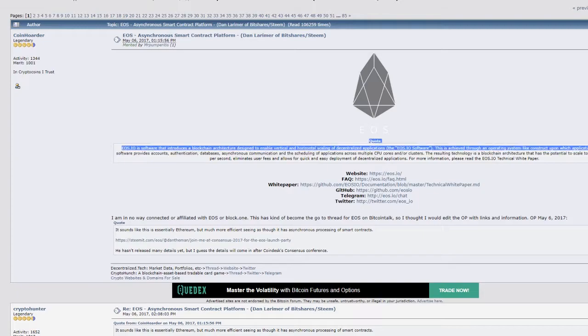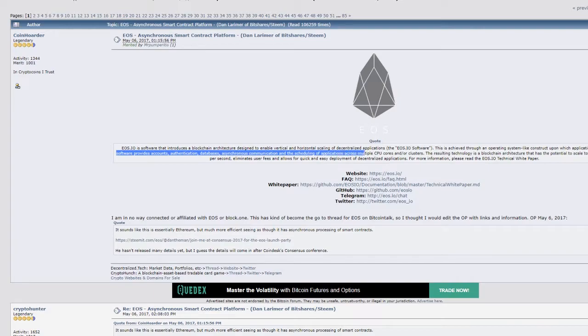And the software provides accounts, authentication, databases, asynchronous communication, and the scheduling of applications across multiple CPU cores and/or clusters. This resulting technology is a blockchain architecture that has the potential to scale to millions of transactions per second, eliminates user fees, and allows for quick and easy deployment of decentralized applications. For more information, check the white paper.